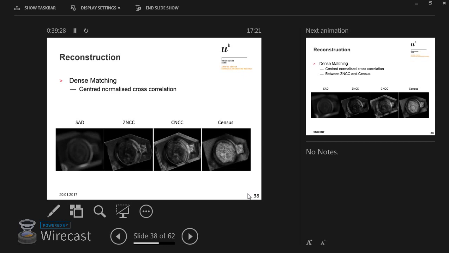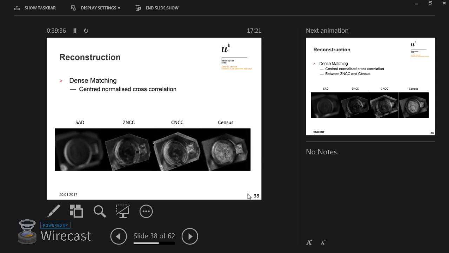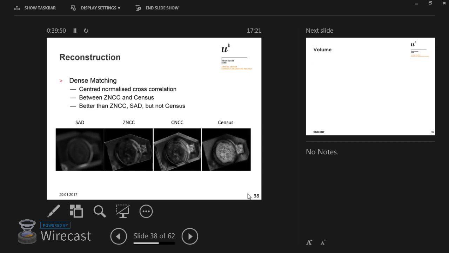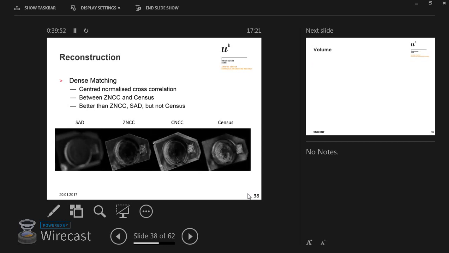If we switch to the zero mean normalized cross-correlation, there's a little more contrast, but it's still quite difficult. If you go to the center normalized cross-correlation, you can start seeing this black curvy movement appear on the animation. But finally, the census filter works much better because it's white almost all the time, except for that sharp black line moving through the shape.